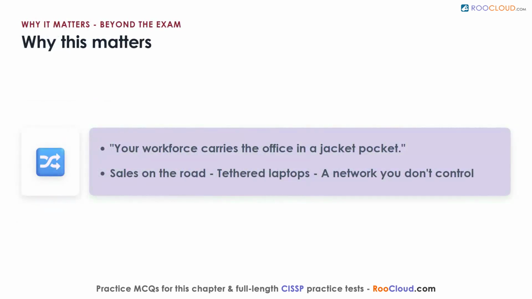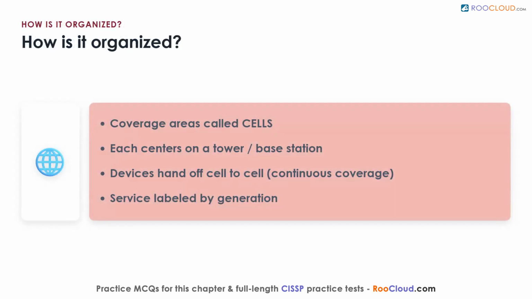Why does this matter beyond the exam? Because your workforce carries the office in a jacket pocket. Picture a sales team closing deals from airports and hotel lobbies, tethering laptops to their phones to reach internal systems. Every one of those connections rides a carrier's network you do not control and cannot fully trust. Knowing where cellular protects data and where it quietly stops protecting it is how you keep that convenience from becoming a leak.